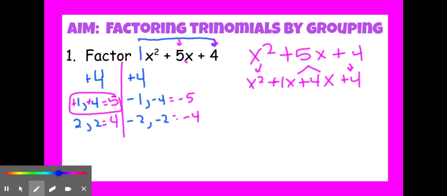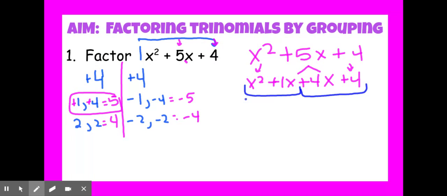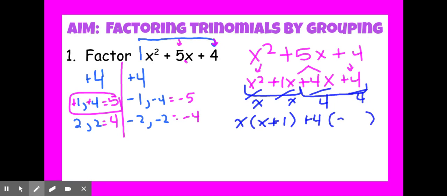The whole point of this is to get it into a 4-term polynomial to group. So we're going to group it up. And once we group it, we divide out our GCF. The GCF between these two terms is x. So I'm left with x times x plus 1, because when you divide x out of each of those terms, that's what you're left with. And then here our GCF is positive 4, so I'm going to put a plus 4 down here. When I divide out 4 from each of those terms, I'm left with x, and then 4 divided by 4 is 1.